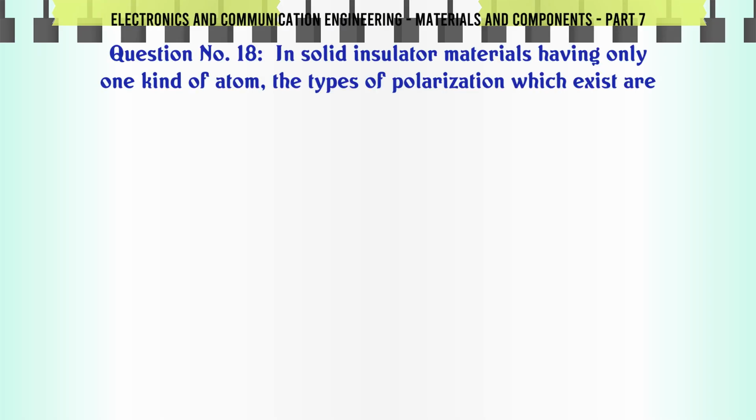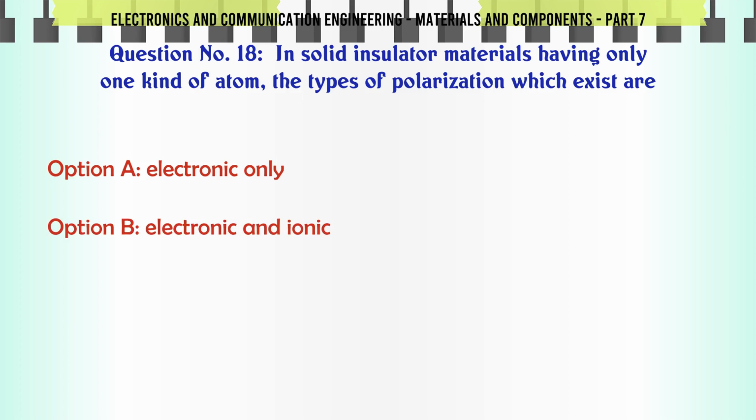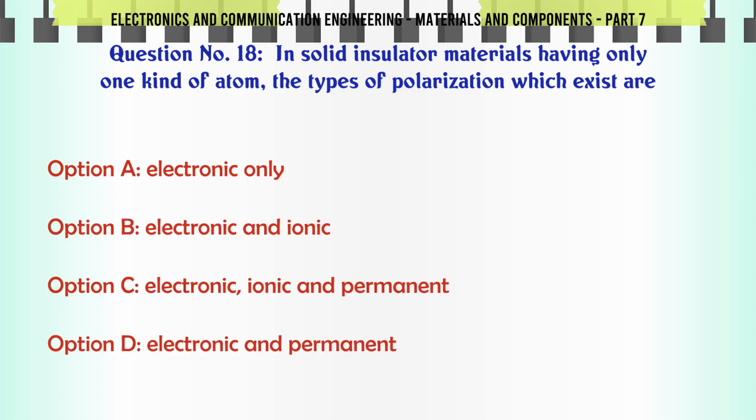In solid insulator materials having only one kind of atom, the types of polarization which exist are A. electronic only, B. electronic and ionic, C. electronic, ionic and permanent, D. electronic and permanent.